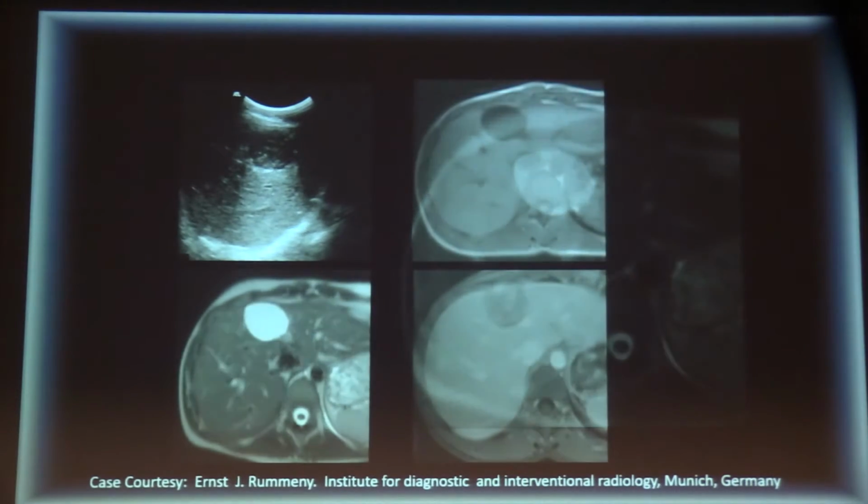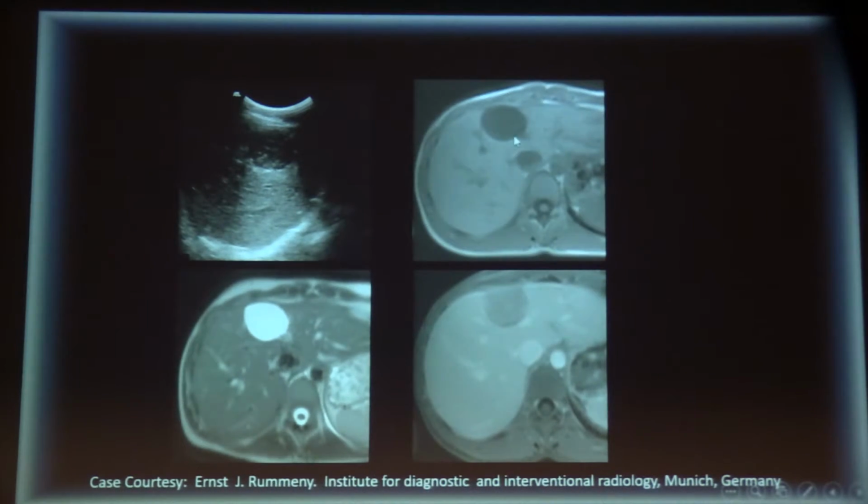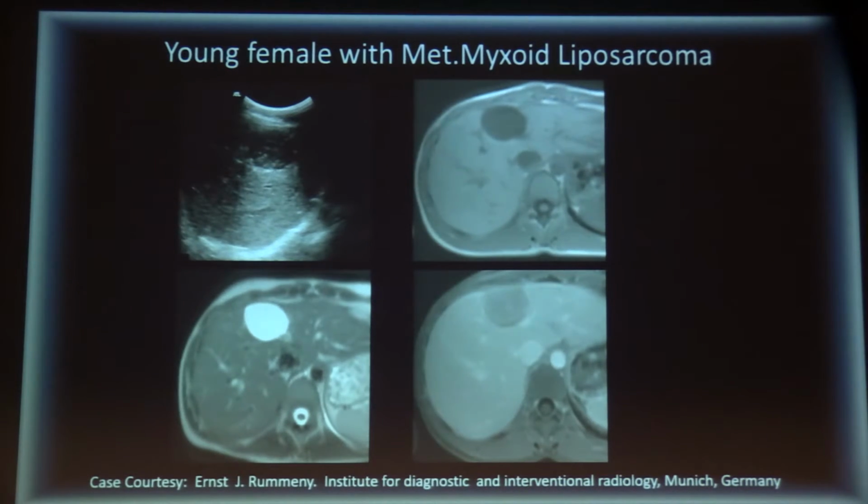Following the administration of contrast, this only slightly enhances. It doesn't enhance very much, so it's not a cyst. It's not a hemangioma because it doesn't have the characteristic peripheral nodular enhancement. This was biopsied, and this turned out to be a metastatic myxoid liposarcoma. And the patient did have myxoid liposarcoma in her thigh.